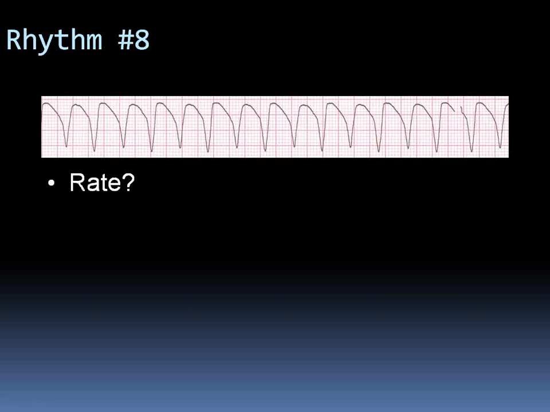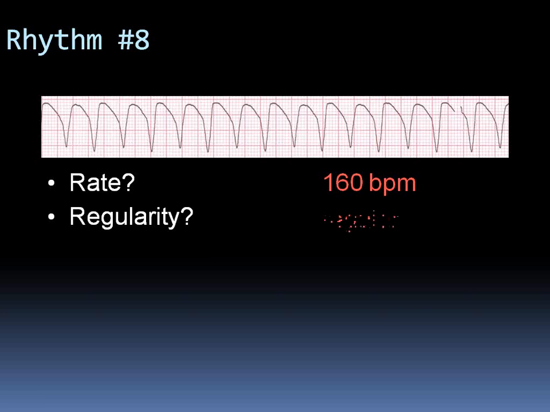Alright, so what do you think is the rate over here? What is the rate of this tachycardia? Well, let's just measure from one QRS to the next, and it looks like about 2 boxes. So it's going to be 300 and 150. So roughly about 150 beats a minute. Do you think it is regular or irregular? It is pretty regular. So it is ventricular tachycardia and not ventricular fibrillation.